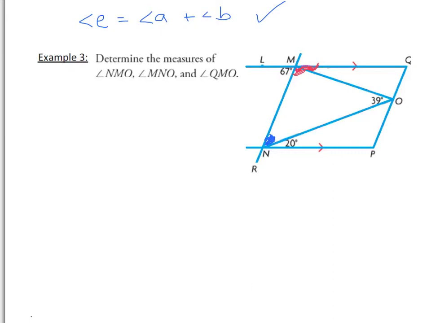So, how are we going to go about this? We have a lot of information in this diagram, so we have to figure out what we're going to do and what we're going to use. First thing, if we look here, these two lines are parallel. This is a transversal.